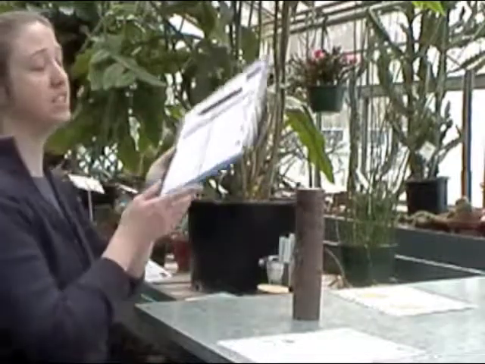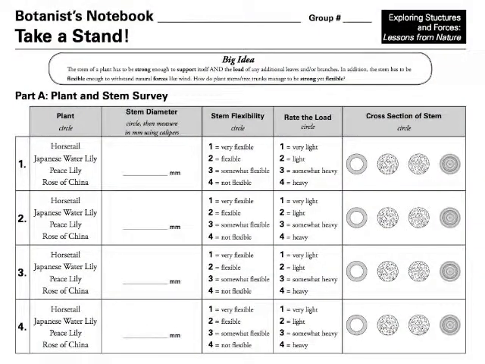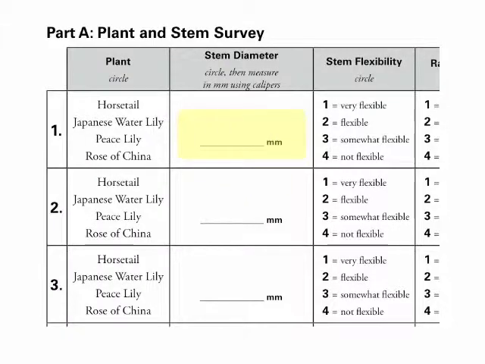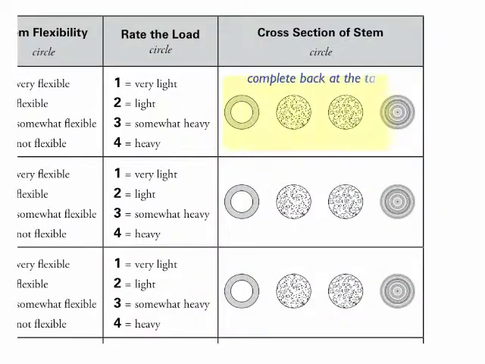So the students will all receive a worksheet on a clipboard that looks like this. Each student gets their own recording sheet. You have them fill in their name and their group number, and then you're going to show them quickly how to fill in their sheet. So they're going to visit each of 4 plants: the horsetail, the Japanese water lily, the peace lily, and the rose of China. They're going to be using a special device called a caliper to measure the stem's diameter. And then they're going to be using a rating scale for stem flexibility, and again a rating scale for the load or the weight from the leaves and the branches. And then they'll come back and they'll circle the appropriate cross-section once they've looked at the inside of the plant stem.